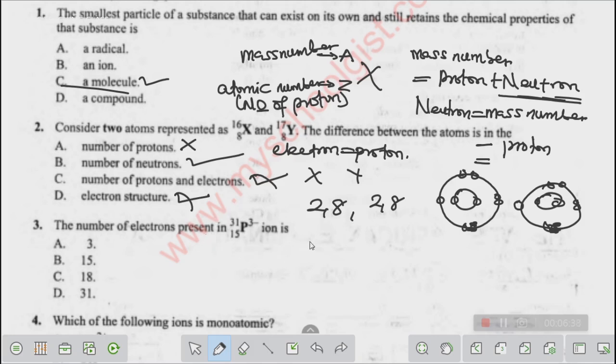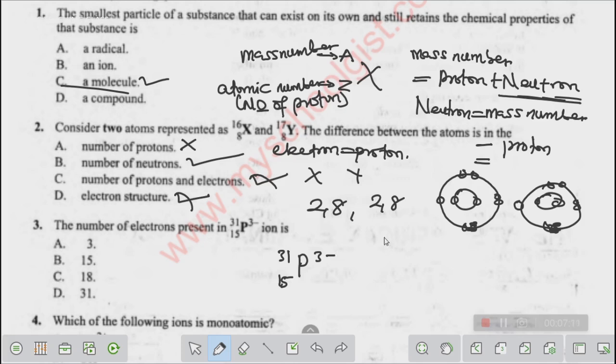Now there's something you need to know. When an element gains electrons, this is what we are going to do. For example, this phosphorus has a proton number of 15. Now it gains 3 electrons. Whenever you are finding the number of electrons when it gains, you are not going to use minus. You will not say 15 minus 3 to get the number of electrons. When you gain electrons in chemistry, you carry a negative charge. When you lose electrons, you have a positive charge.